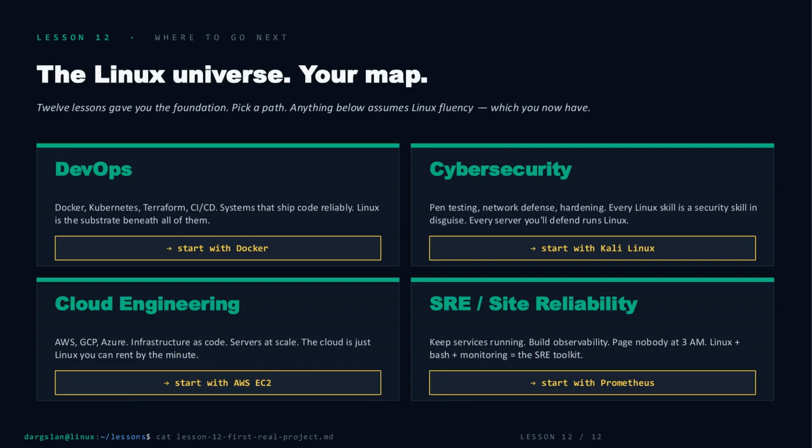So where do you take it from here? 4 directions, all built on the same foundation. DevOps, if you want to ship code at scale, start with Docker. Cybersecurity, if you want to defend systems, start with Kali. Cloud engineering, if you want to rent servers by the minute, spin up an EC2 instance. Or SRE, if keeping things alive at 3 a.m. sounds like your kind of puzzle, start with Prometheus. Pick one. Every path below this point assumes Linux fluency, and you've got that now.